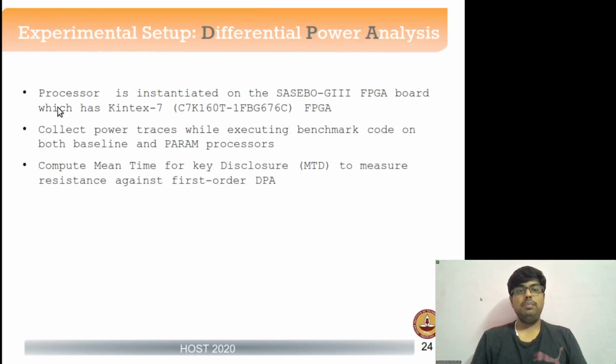In order to do DPA, the processor is instantiated on the Sasebo G3 FPGA board, which has a Kintex 7, and we collected power traces while executing benchmark code on both the processor versions. We computed the mean time for key disclosure on both the processors in order to check the resistance against first order DPA.